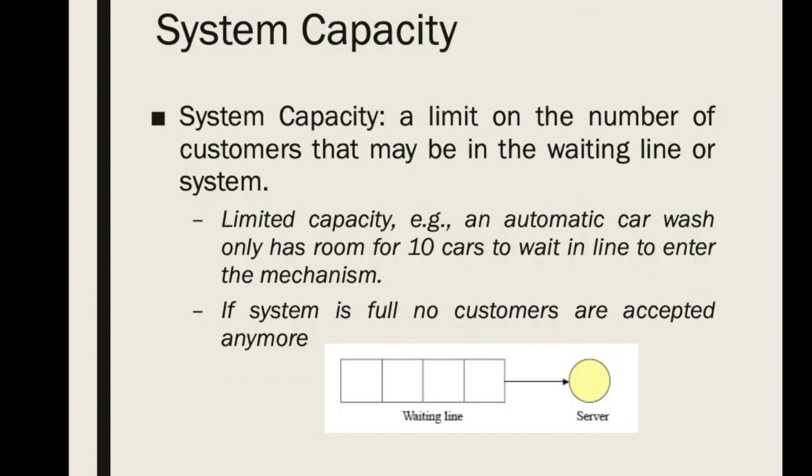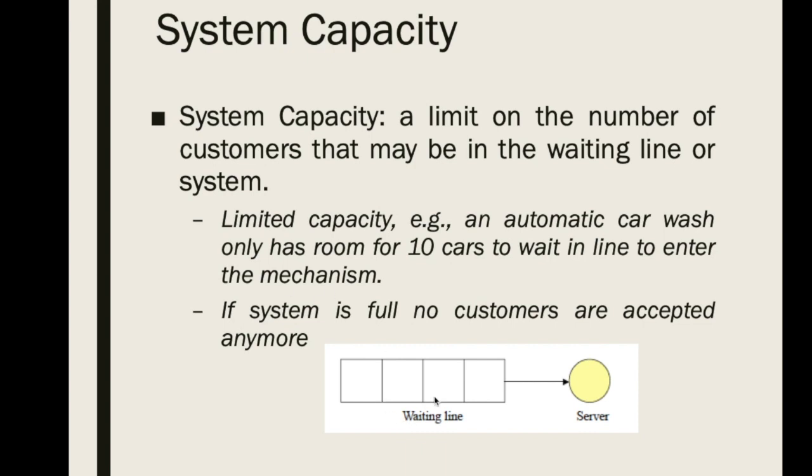We can have a system capacity, or a limit on the number of customers that may be in the waiting line or system. It may be of limited capacity, like an automated car wash that has room for only 10 cars waiting in line to enter the mechanism. If an 11th car comes, it has to leave the system, because there is no place where that car can be parked. So if the system is full, no customers are accepted anymore.